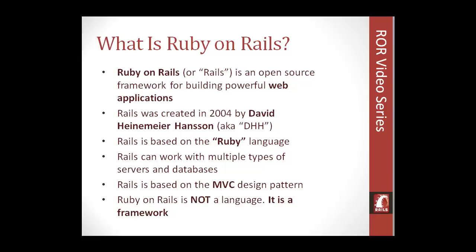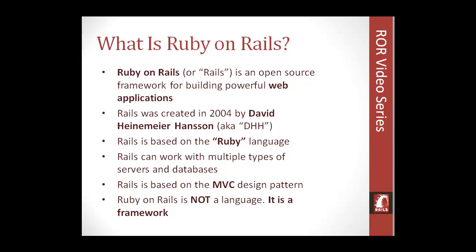Rails can work with multiple types of servers and databases. It has its own server called WebBrick, but it can also run on Apache and other servers as well. And as far as databases, it comes with SQLite 3 as a default, which is a serverless database. But it can also be used with MySQL and Postgres databases as well.